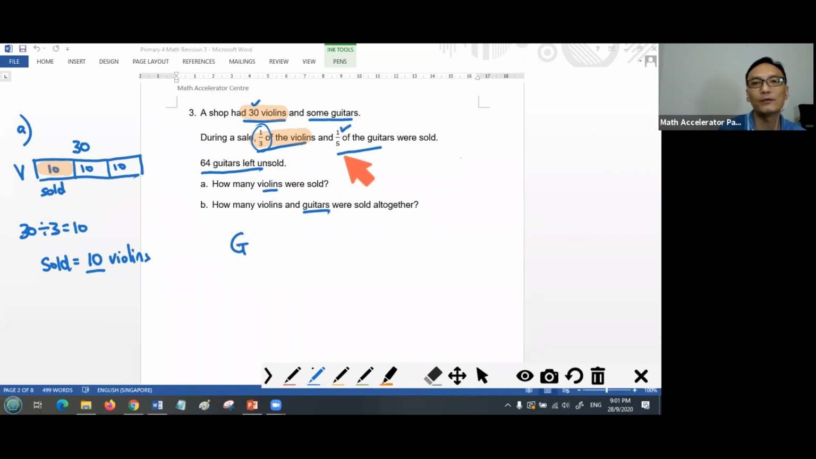We know that 1/5 of the guitars were sold. So if 1/5 of the guitar was sold, how many units must I draw? Right, thank you, Lloyd, very fast. Dira also, we must have 5 units. Thank you, Sylvia. So we have 5 units. Okay, so out of 5 units, it says we also sell 1 unit. So this 1 unit sold.